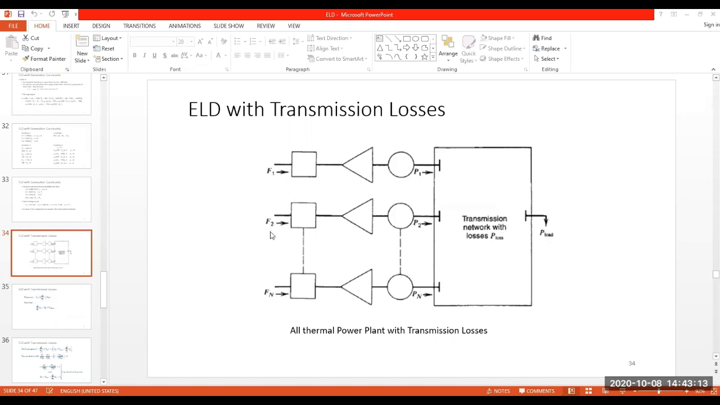Okay. So similarly, you have F2 representing the fuel cost for generating unit 2. Again, the first square block is your boiler unit for unit number 2. Then the second triangle here represents the turbine unit for your generating unit number 2, and so on.